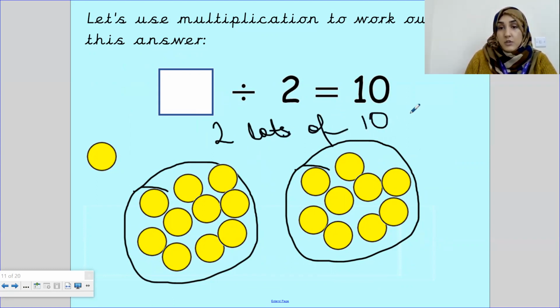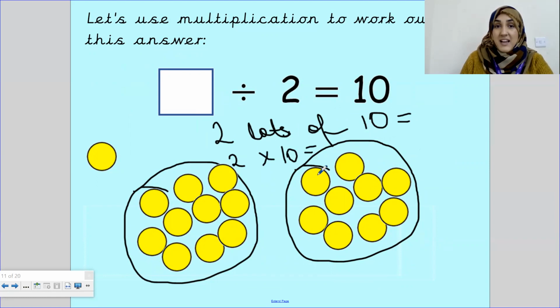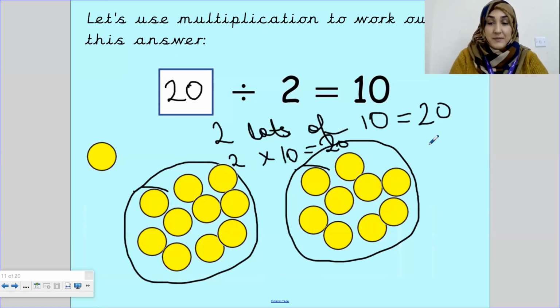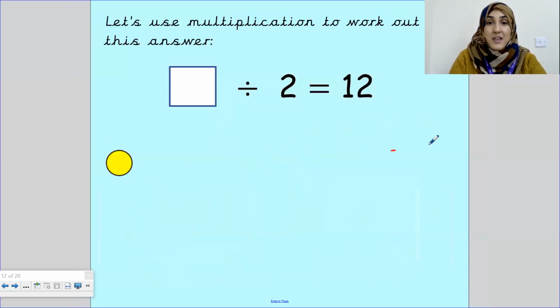I have two lots of 10, or 2 multiplied by 10 equals, how many counters do I have altogether? Well done, 20. So 20 is my total amount divided by 2 equals 10 in each group. Fantastic, Morris class. We're going to do one more example before we move on to your turn. We need to work out this box: something divided by 2 equals 12.